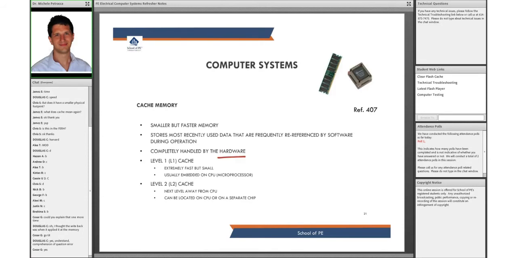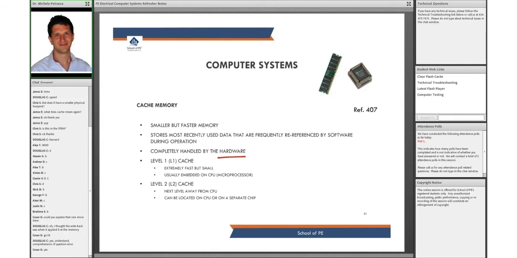This is completely handled by the hardware. Everything is transparent. If the data is not in cache, it will be retrieved. It will be a small penalty in the performance, but also the managing of the cache. There are very sophisticated algorithms in hardware that try to minimize the penalty.